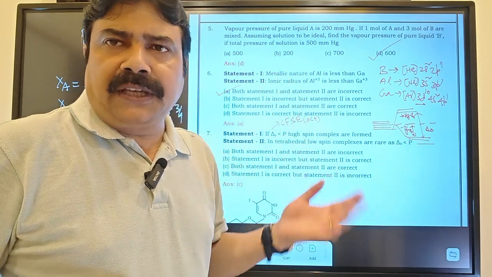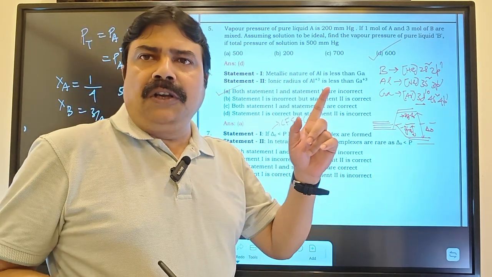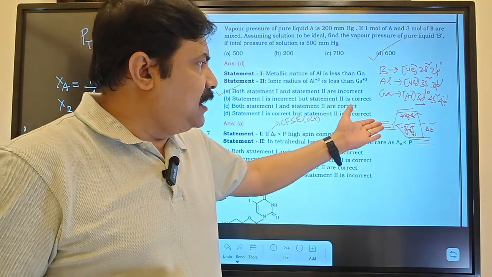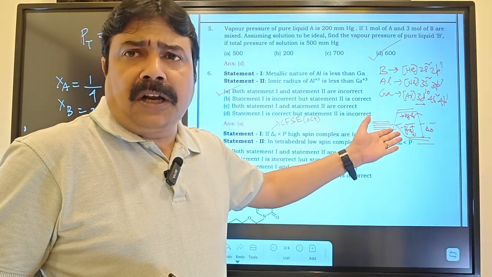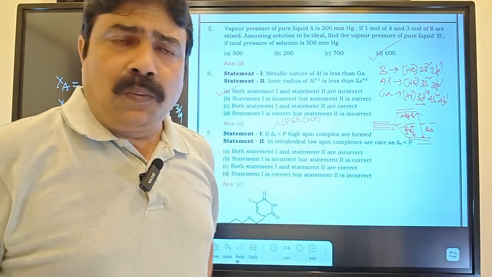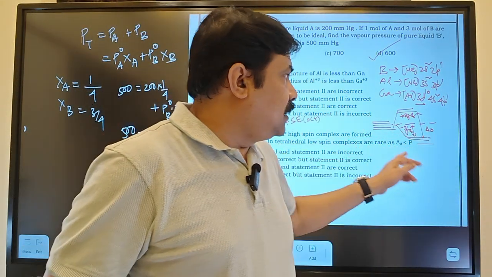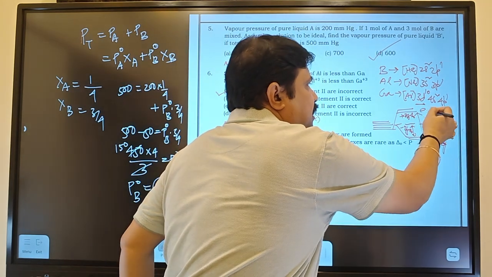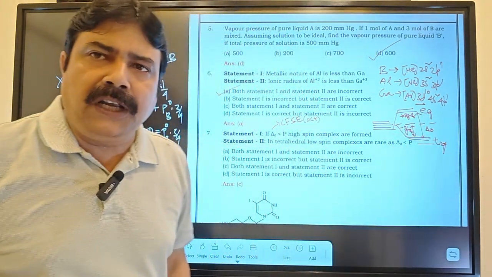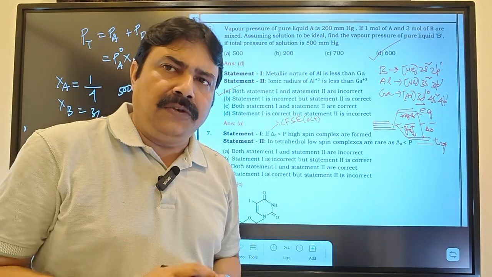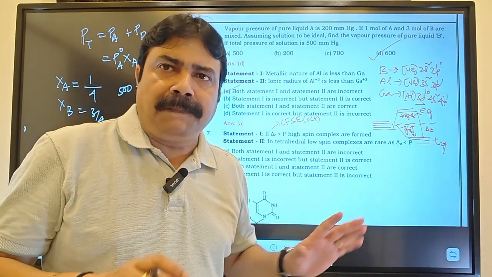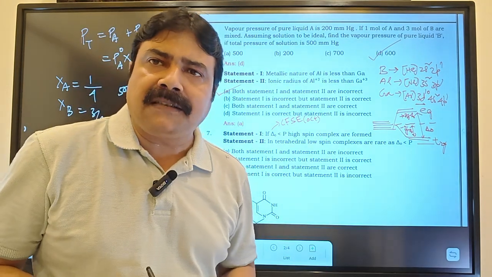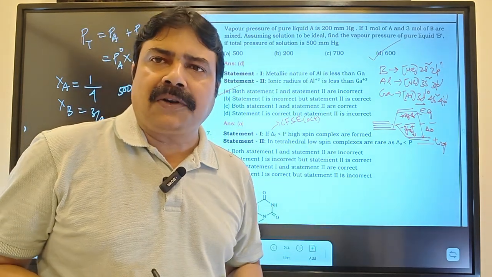Hund's rule says first the electrons will fill up 1 1 1, and then only pairing. But here the orbital energies will not be equal, they will split. This is called T2G and this is your EG. If there is a strong field ligand, first the T2G level will be filled up, and then pairing will take place in the T2G level. So that's why there will be a low spin complex, because unpaired electrons will be fewer.